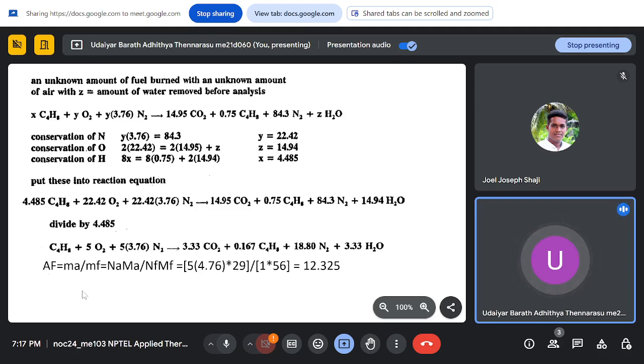So the air fuel ratio is nothing but mass of air divided by mass of fuel. So mass you can convert into moles, as moles is mass by molecular weight. So your mass will be moles into molecular weight. So mass of air is number of moles of air into molecular weight of air, divided by moles of fuel into molecular weight of fuel.